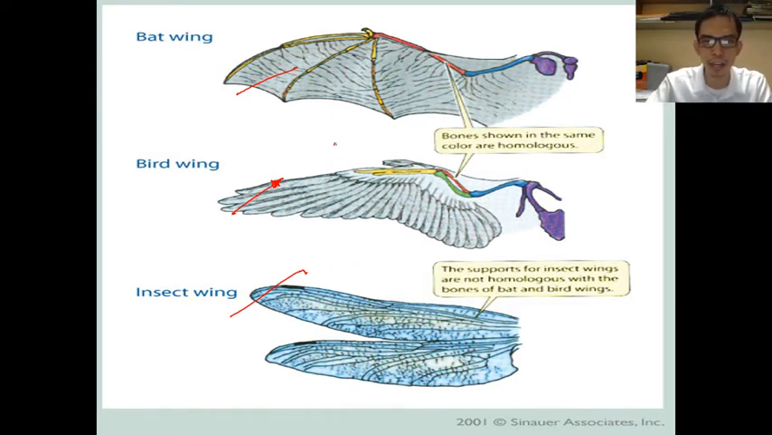But take a look at the structure. The bat wing is made up of bones, and also the bird's wing. But the insect wings are not made up of bones. These are made up of a membrane structure, which also has blood vessels embedded in it. So there are no bones here, but technically it is used for flying. This is a clear example of what they call an analogous structure.